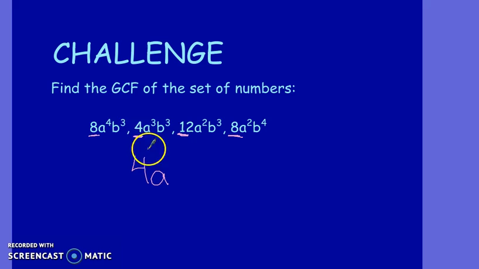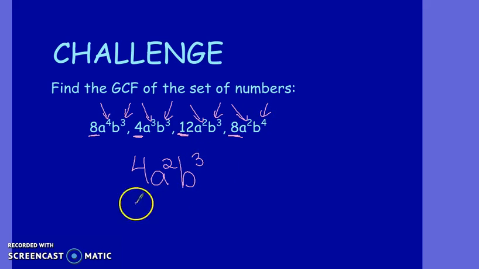Now let's look at our a's. Exponent of 4, exponent of 3, exponent of 2, exponent of 2. So the biggest a's there can be are squared. Now let's look at our b's. B cubed, b cubed, b cubed, b to the 4th. So cubed is the biggest one they all have in common.